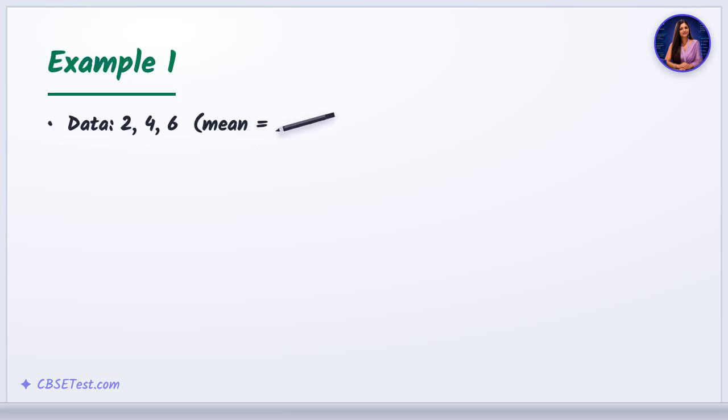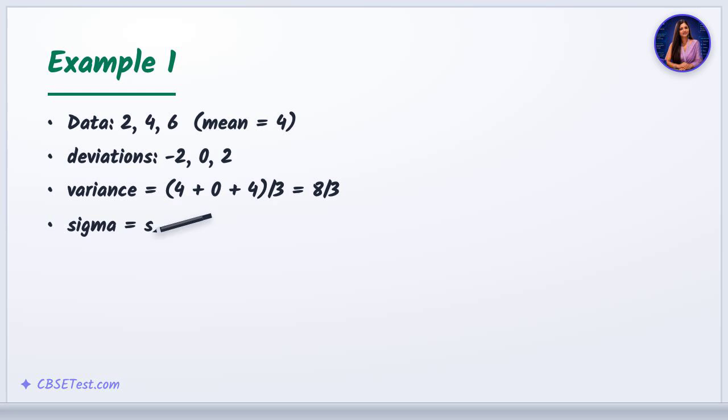For 2, 4, 6, the mean is 4. The deviations are -2, 0, 2. Squaring and averaging gives variance 8/3, and the standard deviation is its square root, about 1.63.